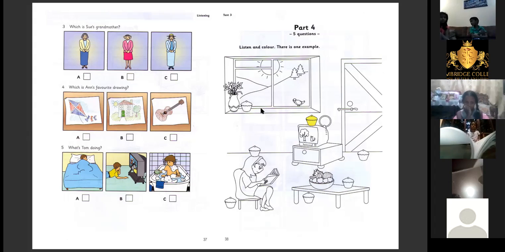Four. Look, there's a cake in front of the door. Oh, yes. Colour that cake green, please. Green? Yes, the cake in front of the door.